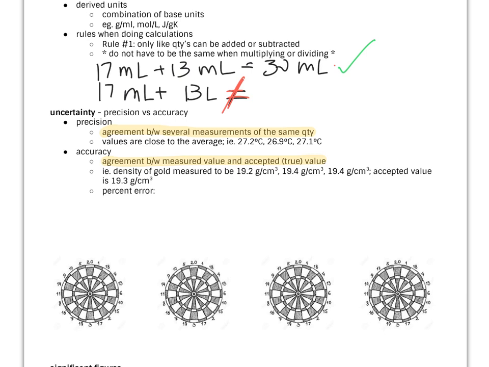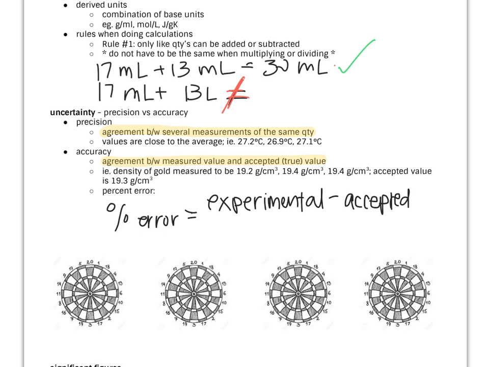And percent error equals the experimental value. So that's the one you get through the experiment by you doing it, minus the accepted value. And the accepted value is what we expect as scientists, what we are expecting to get based on calculations and the way the chemical properties of it and how we know they interact and things like that.